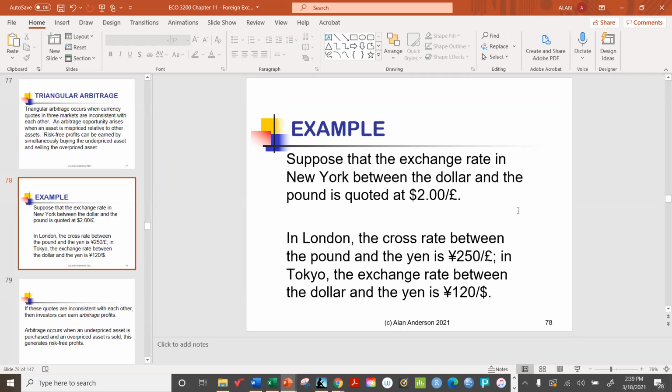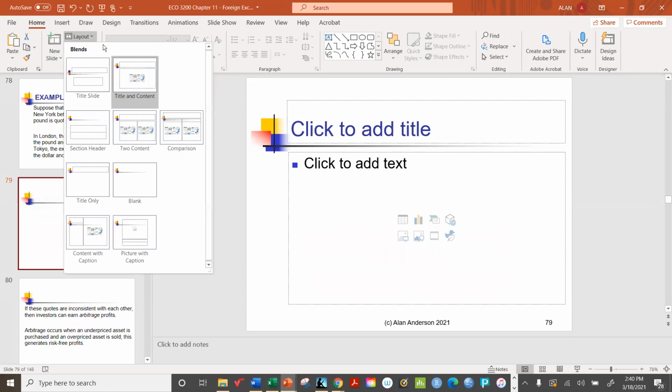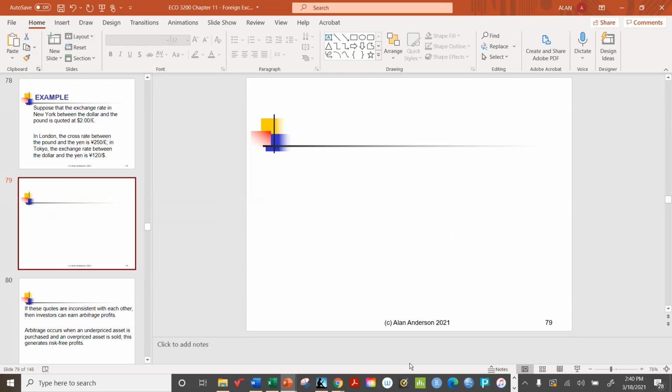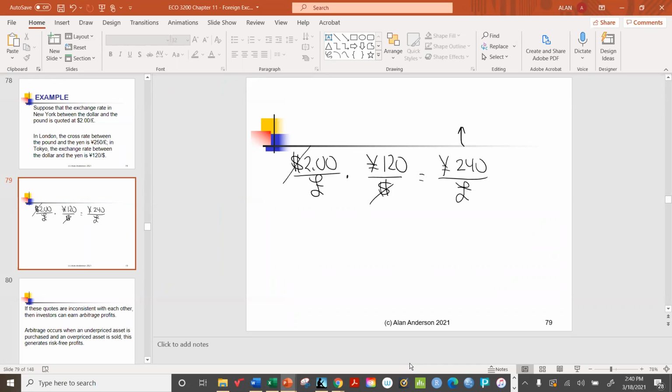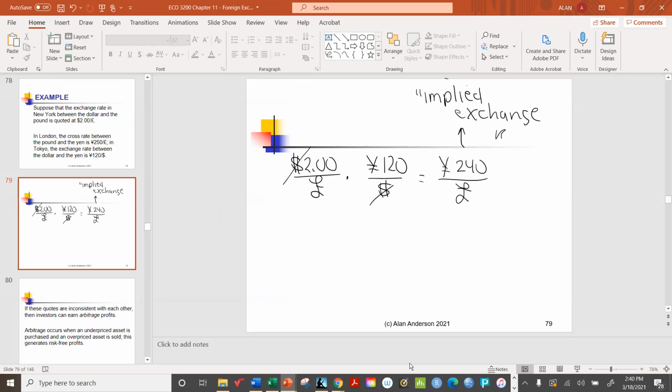Why is that? Well, let's remind ourselves how cross exchange rates were determined in the first place. So for example, here, since we're dealing with dollars and pounds and yen, if we started with $2 per pound, and then we multiply this by 120 yen per dollar, what you'll notice is that the dollars cancel each other out. And this means that according to these two exchange rate quotes, there should be 240 yen for each pound. So this is what we would call the implied exchange rate. It's implied by the relationship between the dollar and the pound and the yen and the dollar.